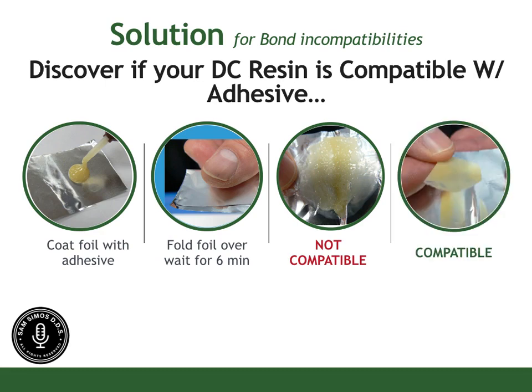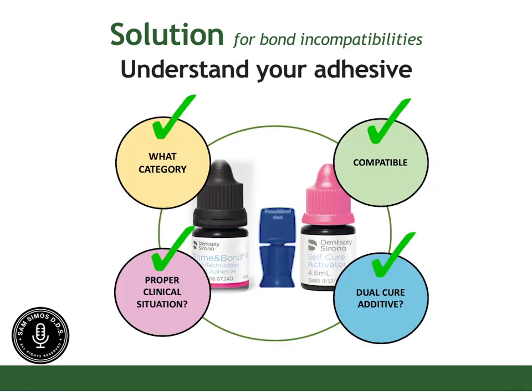When I see that it comes out in a nice chip and everything is completely cured, then I know that I've got a compatible adhesive with my dual cure self-cured resin. So the solution is to understand your adhesive. What category of it? Is it compatible with your self or dual cured resin? And then, am I using it in the proper clinical situation? I cannot bond to a wet or bloody environment. And then, do I need a dual cure additive with my adhesive?